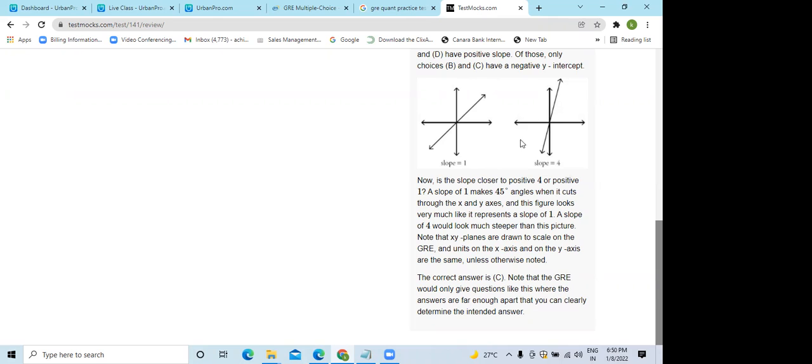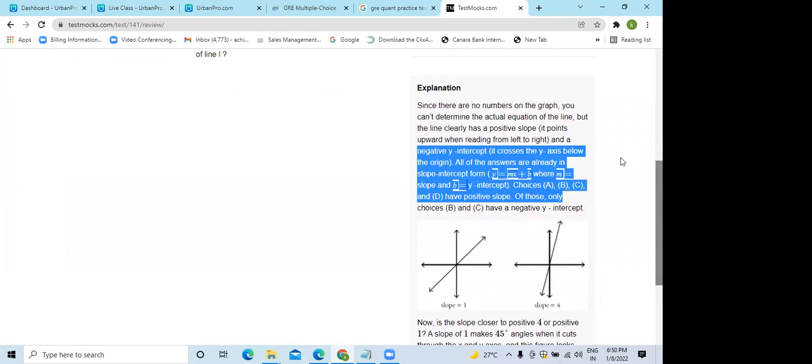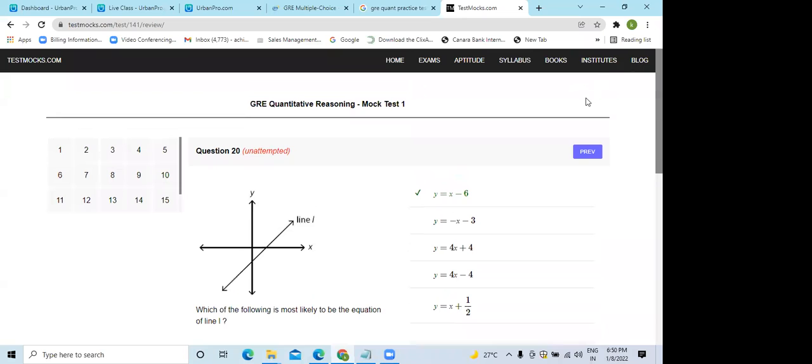Slope 4 will look like what he has shown here, very steep, almost 60 or 70 degrees. So you should remember this, like slope 2, slope 4 and all that. It's a very, very interesting problem which I have come across.